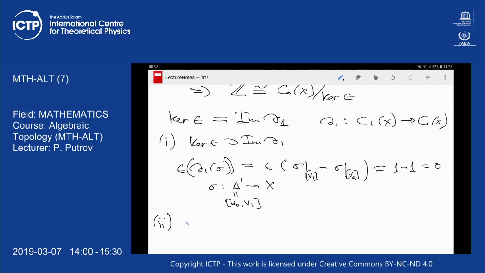Now we want to show the opposite: the kernel of epsilon belongs to the image of D1.